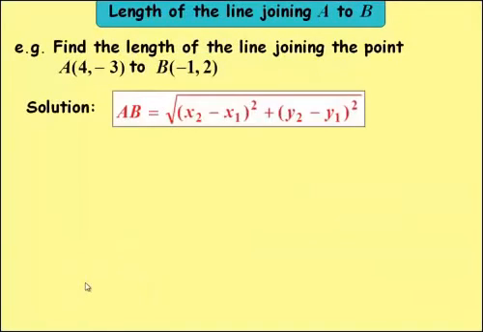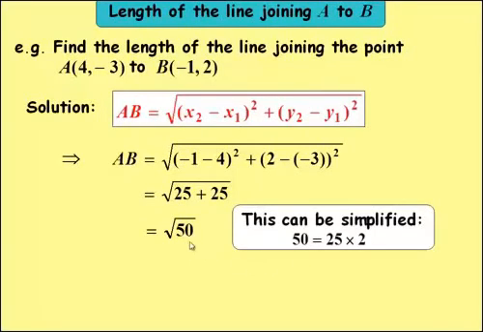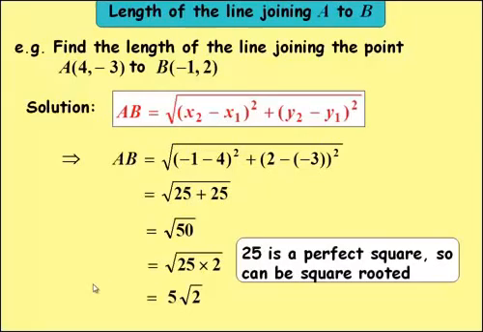So for example, if we're trying to find the length of the line joining the points 4, minus 3 to minus 1, 2, we put the difference in our y values and the difference in our x values into the formula. So x2 is minus 1, x1 is 4, so we put that in there, y2 is 2 and y1 is minus 3. Work it out and we get root 50. We can simplify 50. 25, which is 5 squared, goes into 50. It's 25 times 2, so we simplify that to 5 root 2.